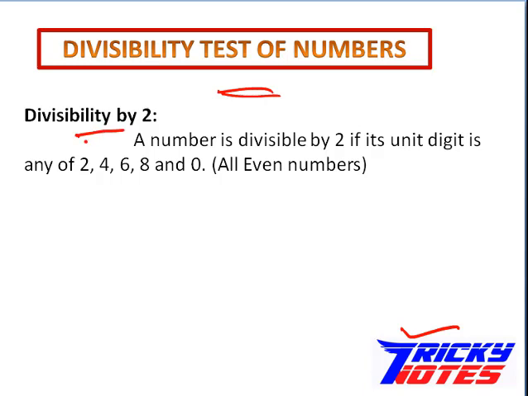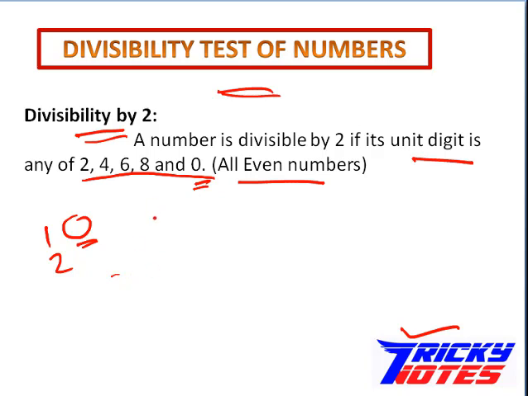Divisibility test by 2. A number is divisible by 2 if its unit digit is any of these numbers: 2, 4, 6, 8, 0. That means all even numbers. When I'm saying 0, the number cannot be 0. The unit digit has to be 0. So with this 0 we can have any number: 10 can be divisible by 2, 20 can be divisible by 2, but the number itself cannot be 0. Fine. So any number which is an even number is divisible by 2.